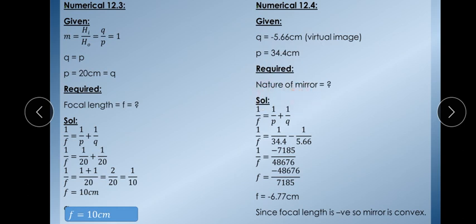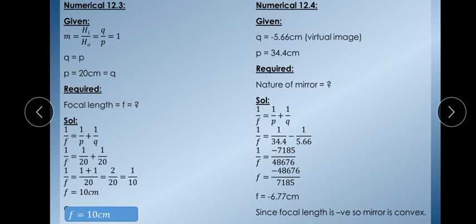First we have to solve it using the formula 1 over f is equal to 1 over p plus 1 over q. In the next step we will put the values: 1 over 34.4 minus 1 over 5.66. Students, as I have told already, it is easy for you to solve this: simply multiply the denominator values and solve them with the numerator after that. So it will become minus 7185 divided by 48676. On dividing these values and taking the reciprocal, it will become f is equal to minus 6.77 centimeter.